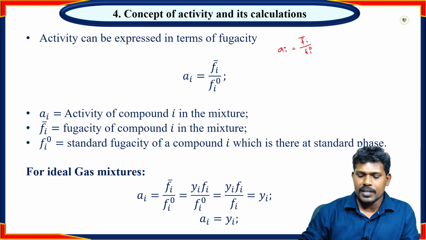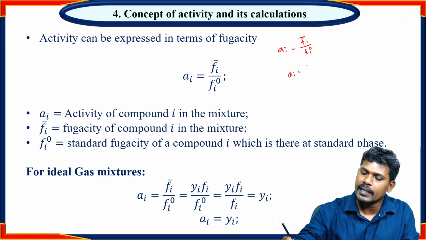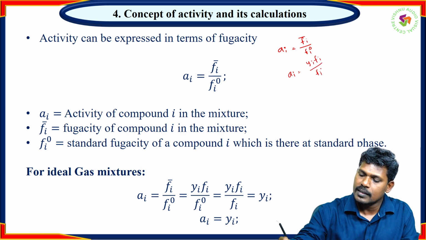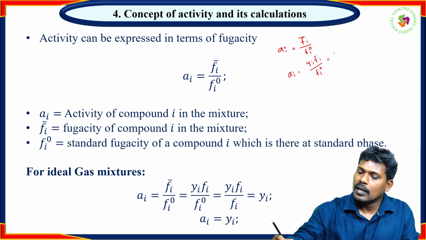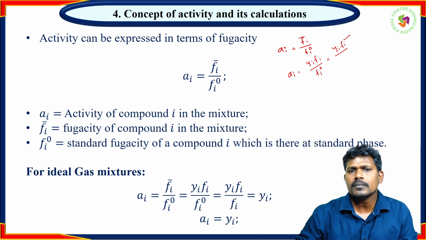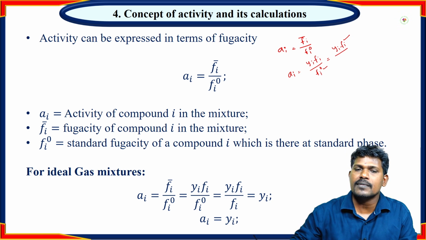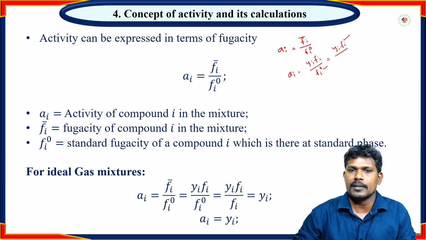ai is equal to the fugacity of a compound divided by the fugacity at a standard state. Okay, ideal gas mixtures. We already know the fugacity of a compound is equal to mole fraction times pure compound fugacity, yi into fi. Here fi stands for the fugacity of a compound in a pure state. Fi naught stands for the fugacity of a compound at standard state.